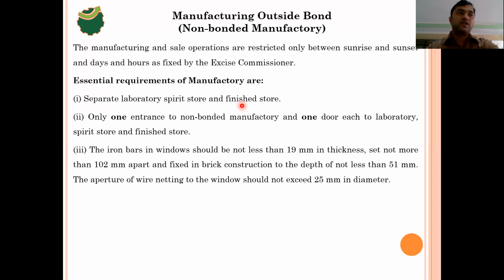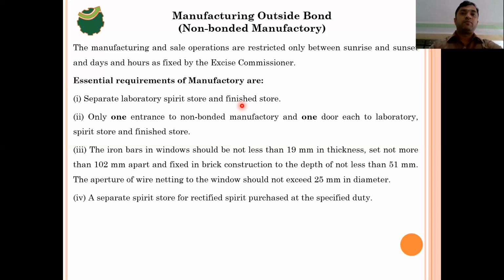Then here also we will find the same: every window shall be provided with 19 mm thickness iron rods, set 1 or 2 mm apart, and covered with a strong wire mesh of metal not exceeding 25 meters. 51 mm of the iron rod should go under construction, so that the rod is fixed inside the concrete along with the bricks, and the iron frame can be seen, which will be very hard to remove. So the same has to be maintained.